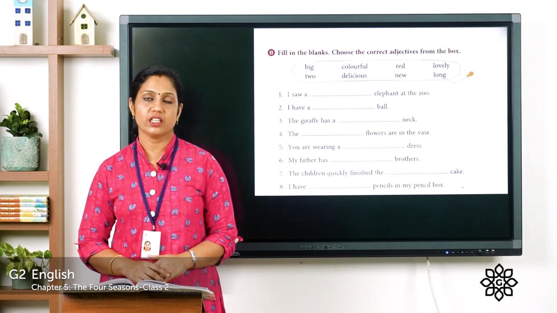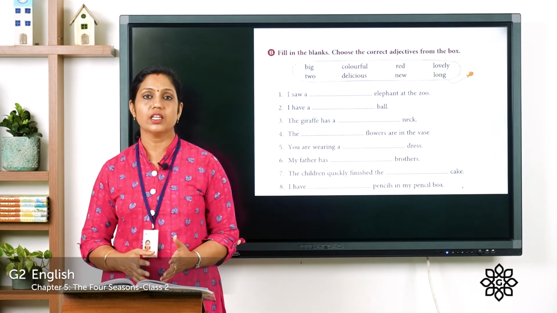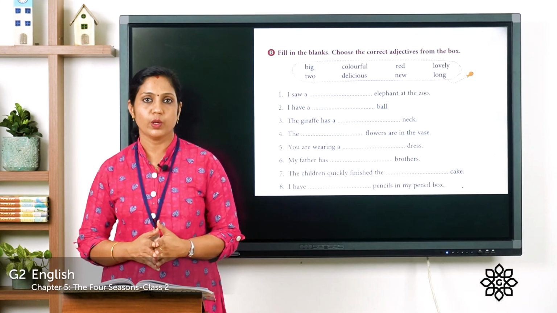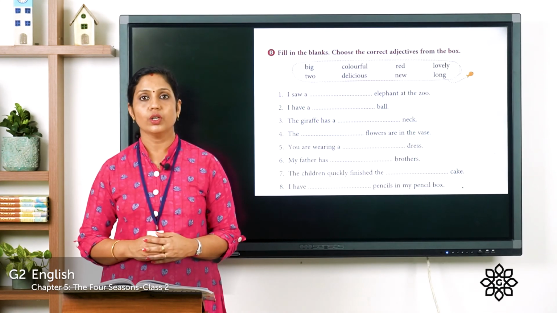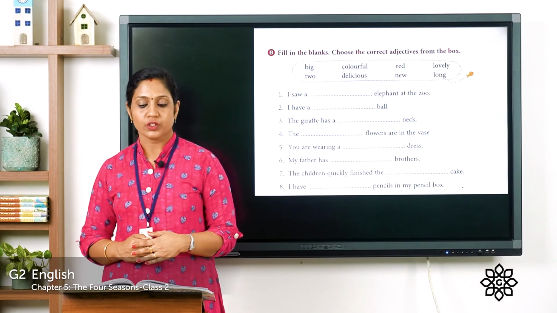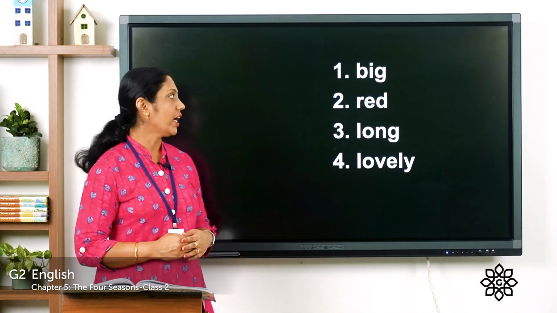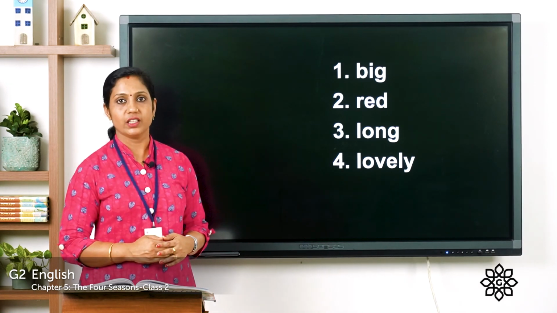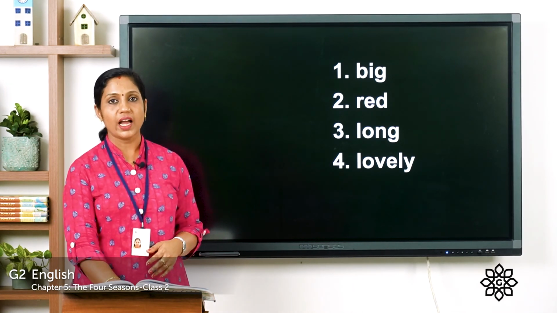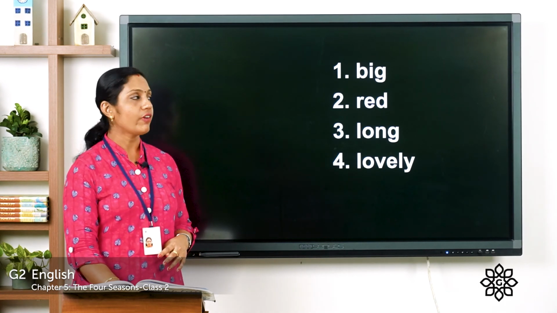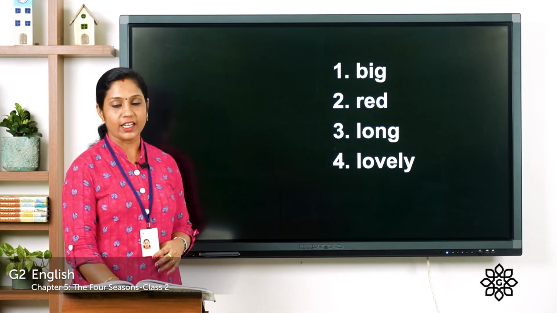So with the adjectives, we have to fill this, and we learned size, color, number, quality, all are describing words. So with this, we have to fill in the blanks. The first one, I saw a dash elephant in the zoo. I saw a big elephant in the zoo. Second, I have a red ball. Third, the giraffe has a long neck.